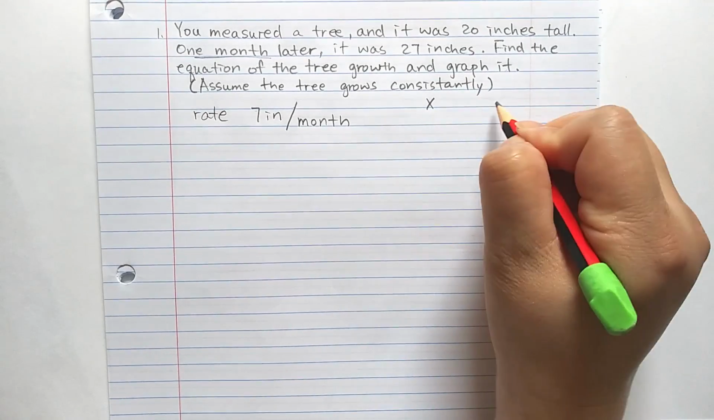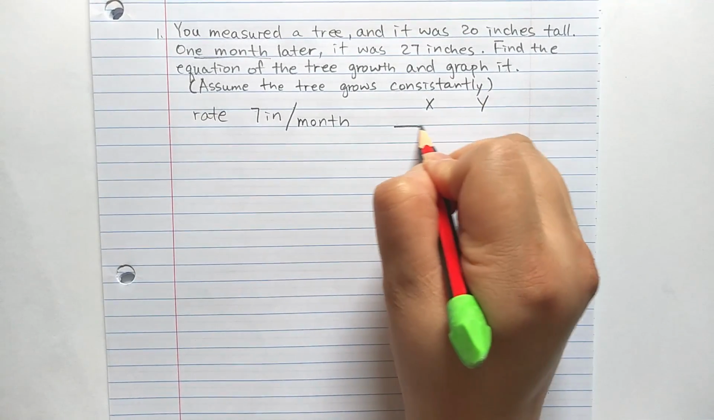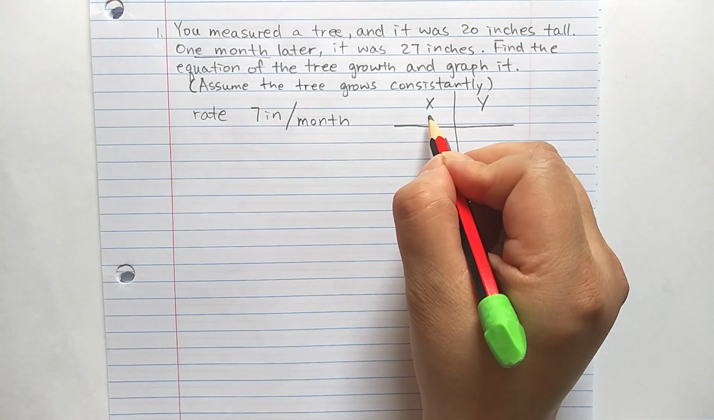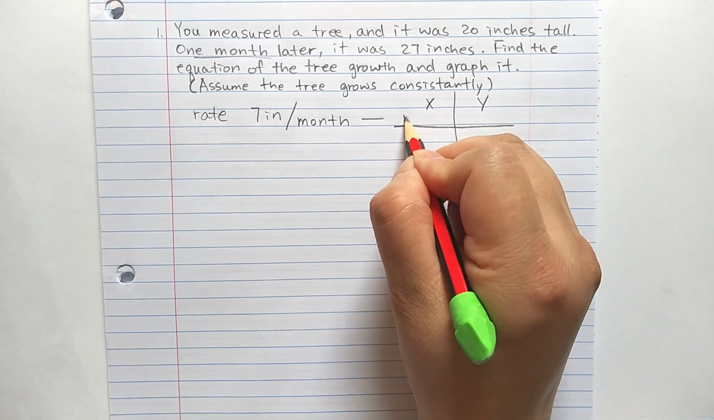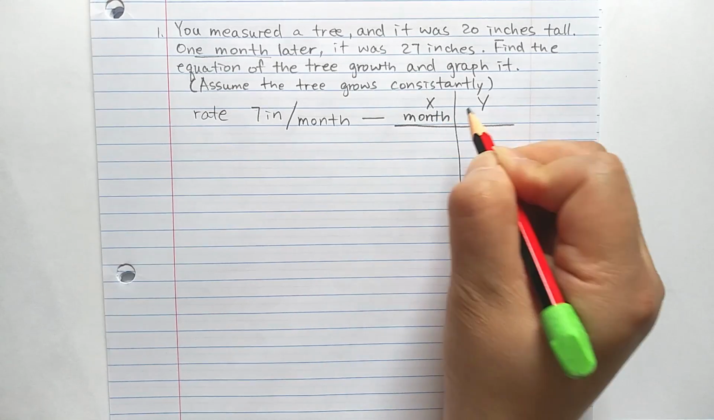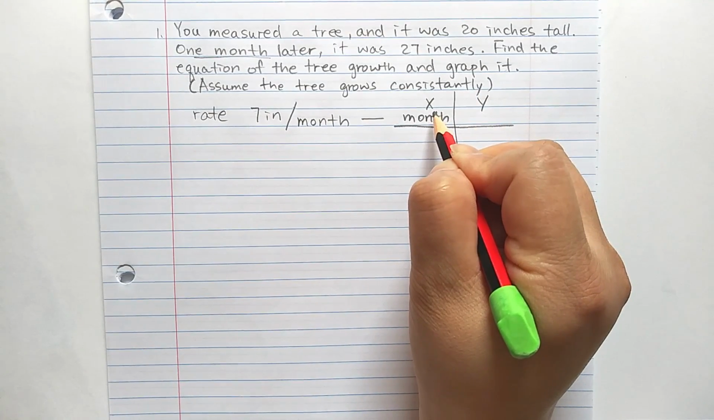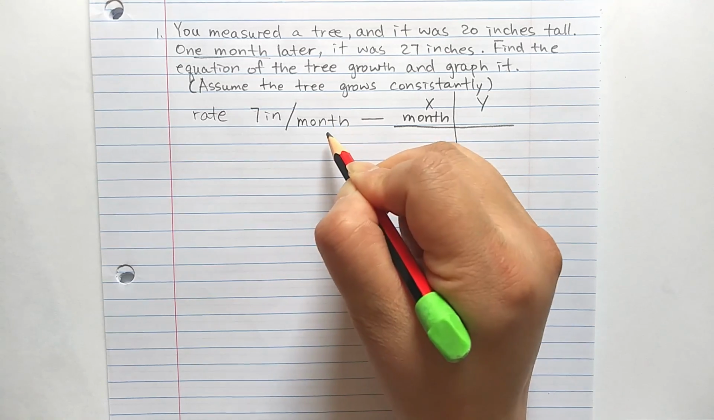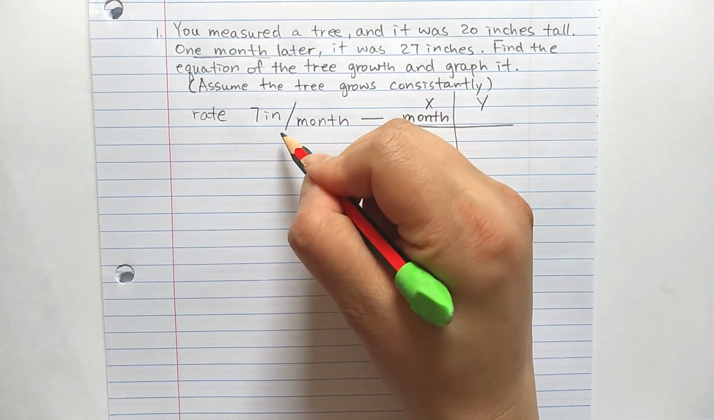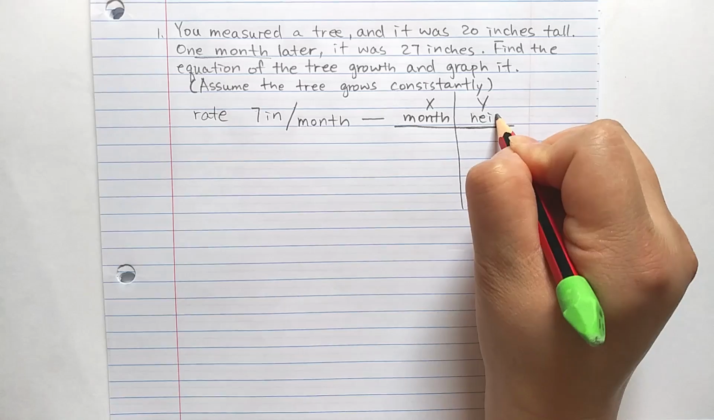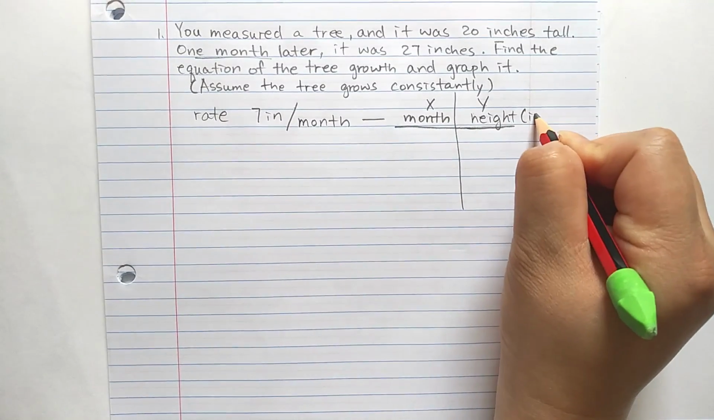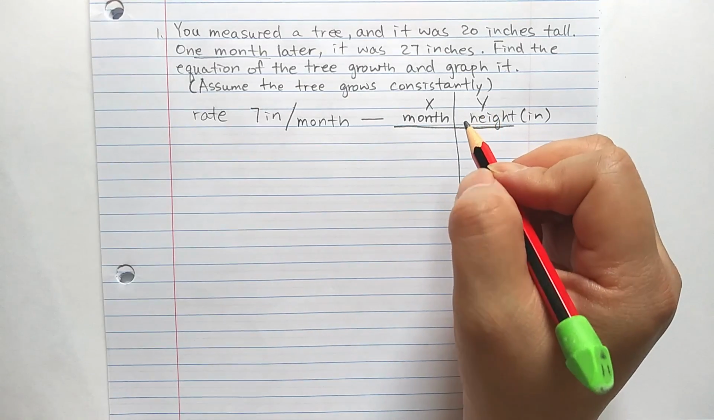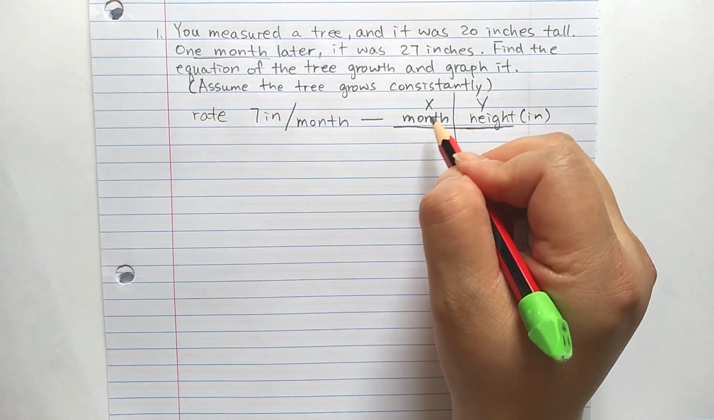Let's make the XY table. X variable in this case represents month. X variable represents what's in the denominator of the rate, which is month. Y is what's in the numerator, which is height in this case. It is important to figure out which variable represents what.